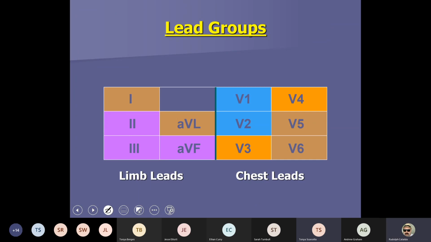Again, I cannot stress this enough, how important it is for us to know that these are contiguous: I and AVL are contiguous along with V5 and V6, V3 and V4 are contiguous, V1 and V2, and 2, 3, and AVF. They're what we call like leads. They look at the same thing. But again, I have to have at least 2 leads showing the same thing to call a STEMI in a patient.